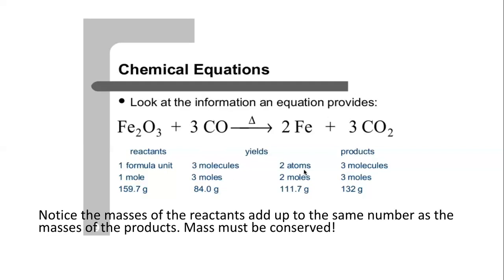We yield a product of 2 iron molecules. So we have 2 atoms of iron. We can also say we have 2 moles. So the coefficients tell us how many moles are here, and that gives us 111.7 grams. And then for carbon dioxide, we have 3 molecules of carbon dioxide, or also 3 moles of carbon dioxide, with a molar mass of 132 grams. If you add up these values, you will notice that the mass of the reactants adds up to the same number as the mass of the products. And that is our conservation of mass. It has to be conserved.